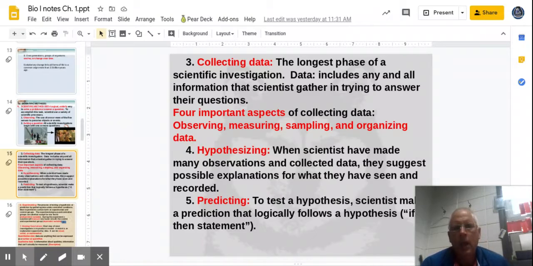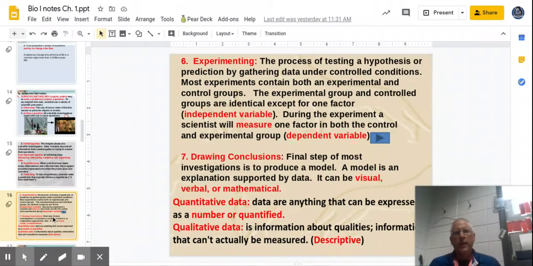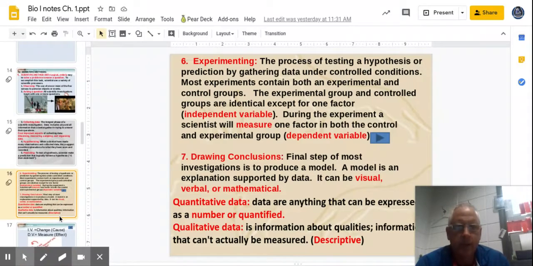All right, one more slide. A little longer notes today. Sorry about that, but I want to make sure you get this all in so it'll help you with your labs. Okay. And now finally we get to the experimenting part. That's the part we want to get to, right? That's the fun part. That's the part that students like to do, scientists like to do.